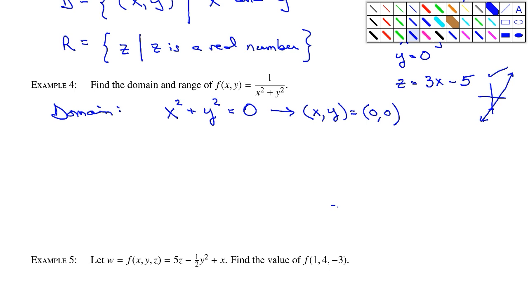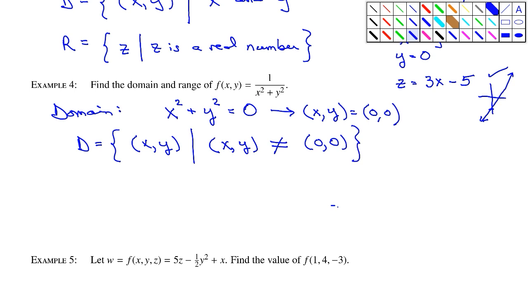That's the only way. So we'll say that the domain is the set of ordered pairs x comma y such that the ordered pair x comma y is not equal to 0, 0. That's the only ordered pair I have to exclude. And then anytime I use any other x or any other y than 0, then we're going to get something positive, and that will evaluate.